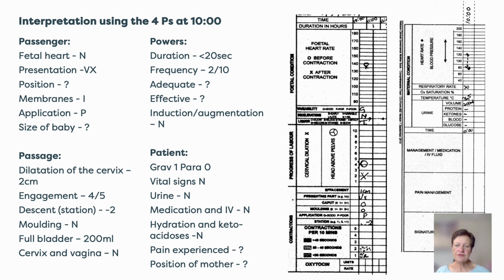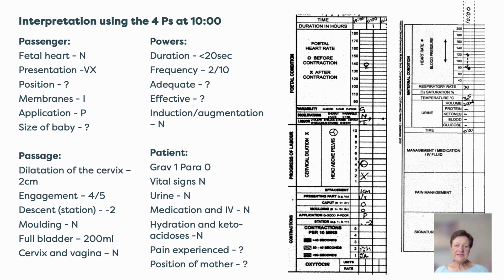Just coming back to the fetal heart, I haven't shown you enough: there's good variability and there are no decelerations. So it seems as if this patient is on a CTG, because we can't determine variability without a patient on a CTG. So that's normal. Position we have talked about, membranes we've said are intact. The application is again poor, like in our previous case, because again the head is quite high above the pelvic brim. And the size of the baby, again, we don't know.